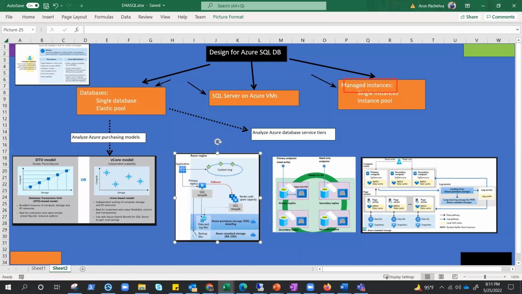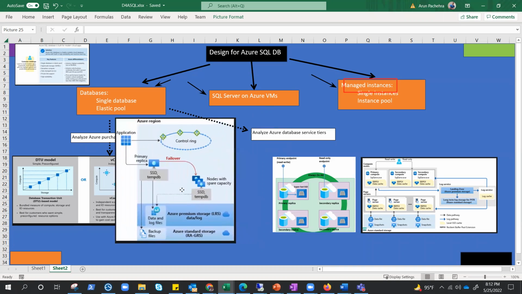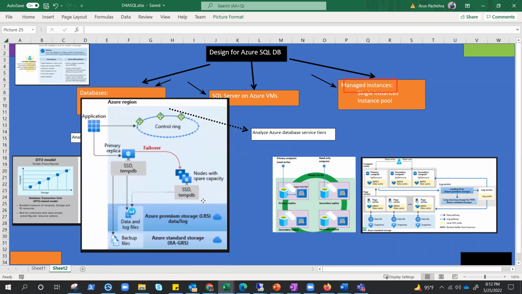Now let's see some difference in the architecture for General Purpose and Business Critical. So this is our General Purpose. Let me expand this a little bit. With the General Purpose service tier, the primary replica uses locally attached SSD for the TempDB. The data and log files are stored in the Azure Premium Storage service. This is a storage account, yeah. The backup files are then stored in the Azure Standard Storage. You see, the main files are in the premium for the performance and the backup are in the standard.